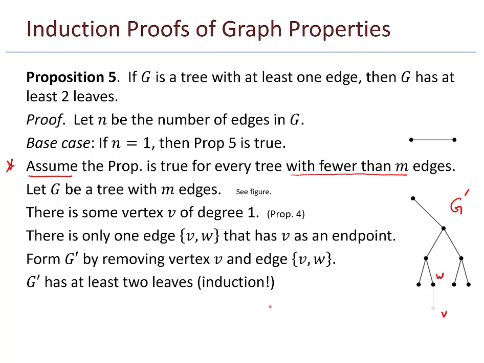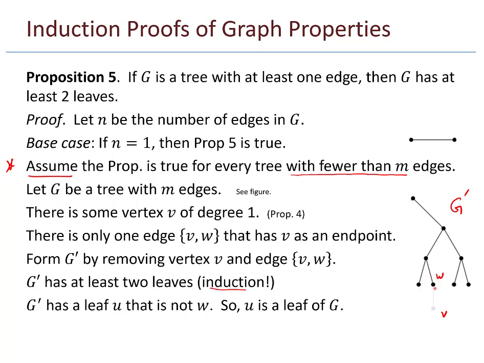Now G' has at least 2 leaves. And this is fantastic. This is where I can use induction. G' has m minus 1 edges, so I know that the proposition is true. It has at least 2 leaves. So in particular, it must have a leaf u that is not w.